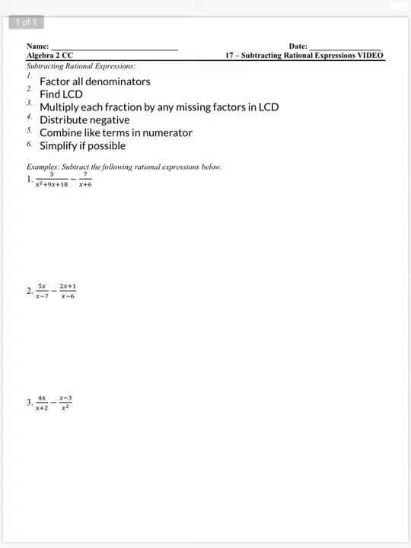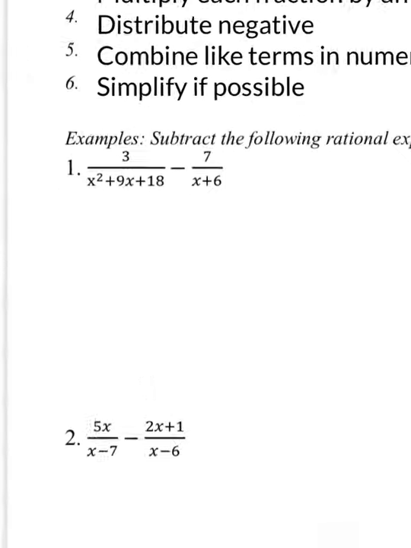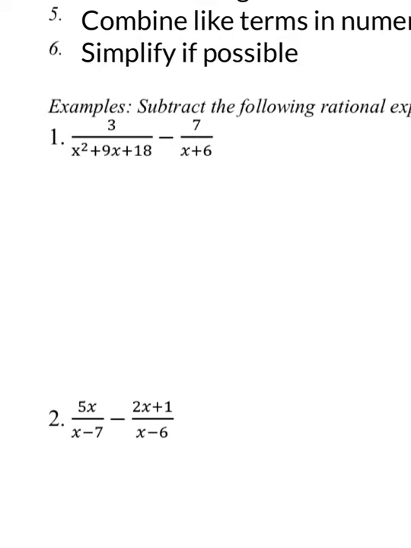So let's look at this first example down here. We have 3 divided by x squared plus 9x plus 18 minus 7 divided by x plus 6. So your first step is to factor. So you can factor the x squared plus 9x plus 18. When you do master product on that, that is x plus 3 times x plus 6. So your LCD, you are going to put those two things together. So your LCD is x plus 3 times x plus 6.